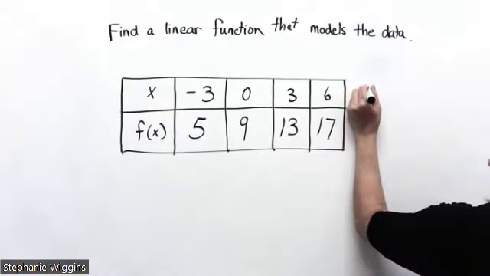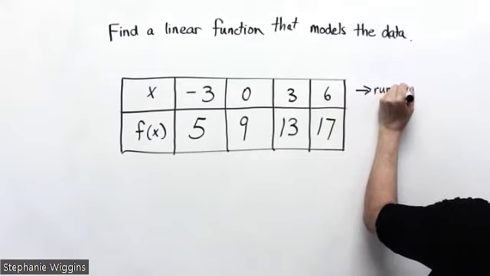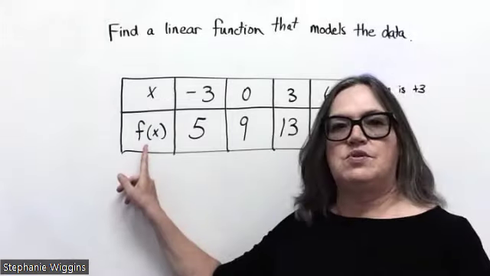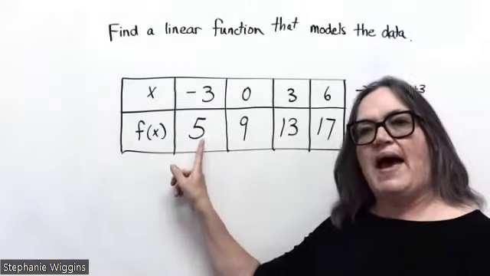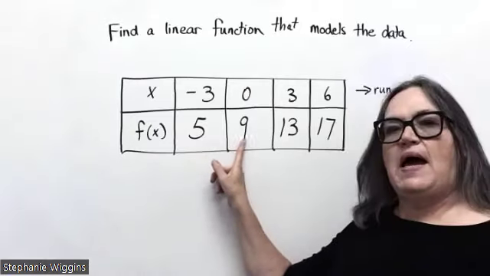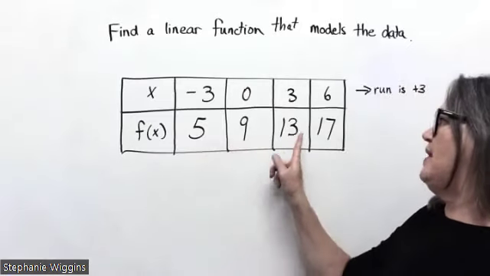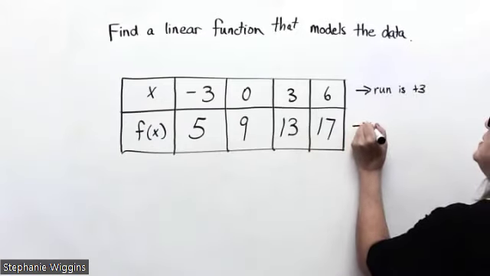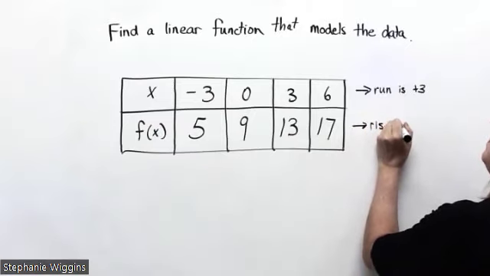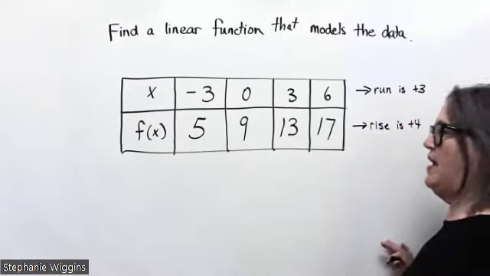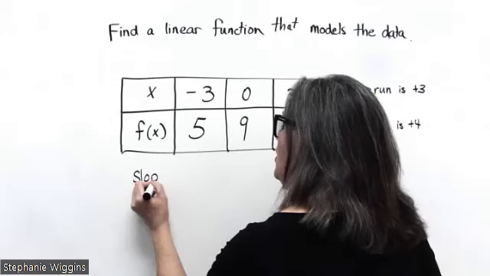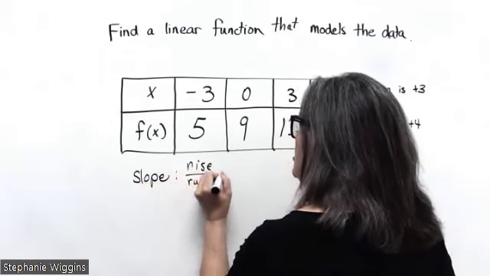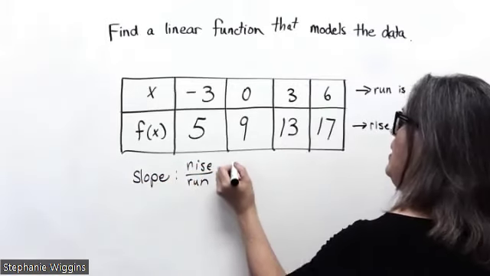This shows that the run is +3. Then if you look at the Y values, going from 5 to 9, you're adding 4. And here from 9 to 13, you're adding 4. And then from 13 to 17, you're adding 4. So the rise is +4. And to find the slope, you take the rise over the run, which is going to be 4 divided by 3.